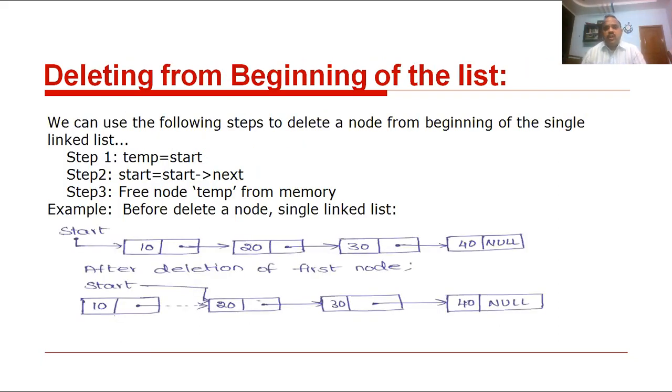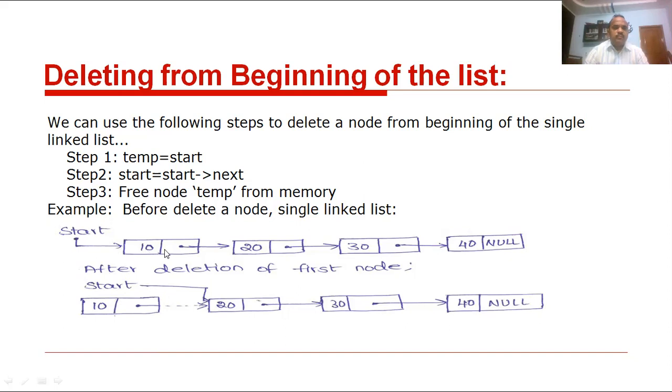So, deleting from the beginning of the list. We can use the following steps to delete a node from the beginning of the single linked list. Step 1: temp equal to start, then start equal to start to next. Then free node temp from memory. Before deleting a node, for example, this is the single linked list with 10, 20, 30, and 40 as elements. I want to remove 10 from this list. Clear?